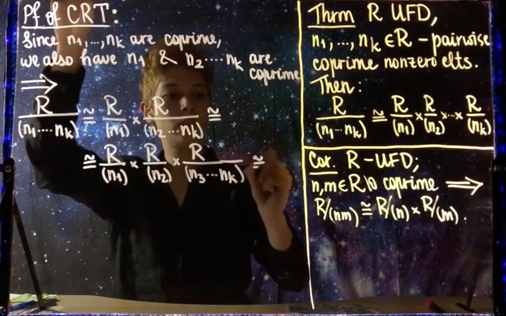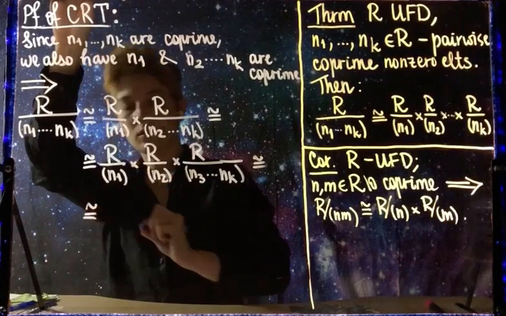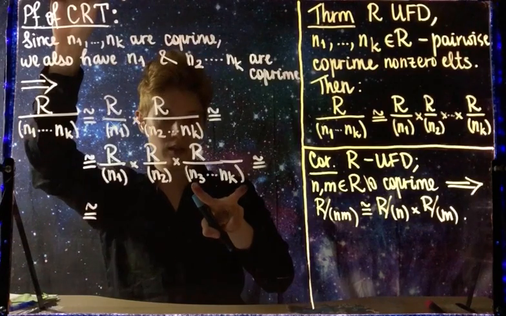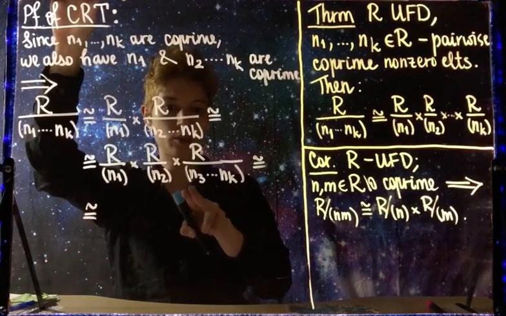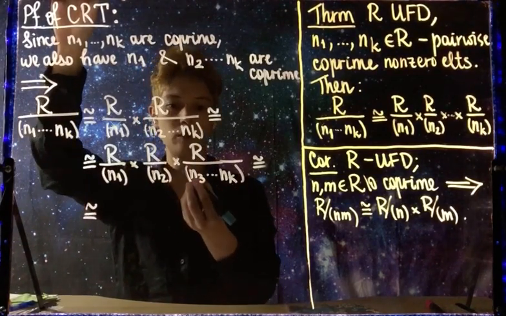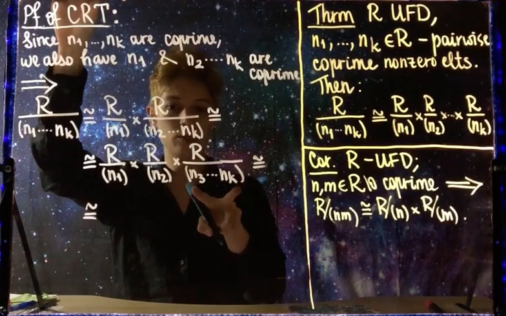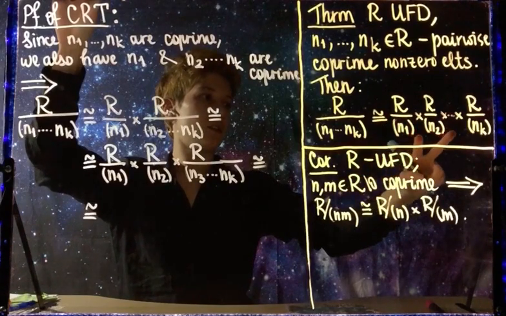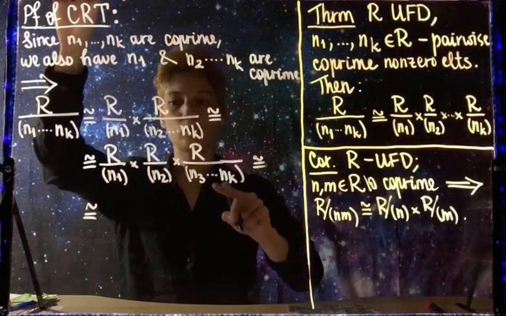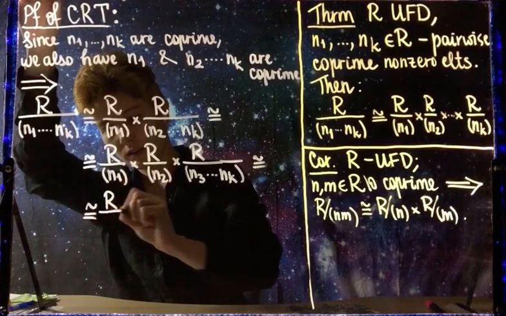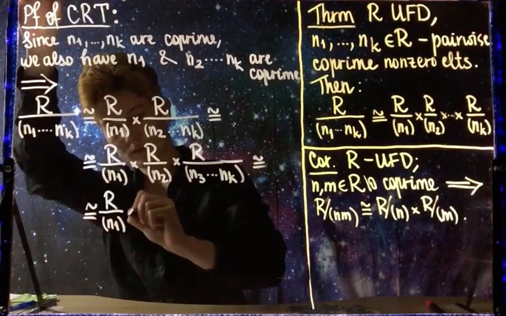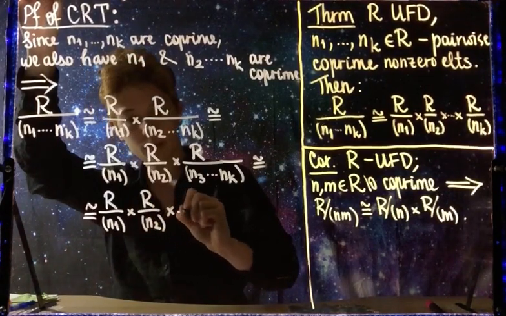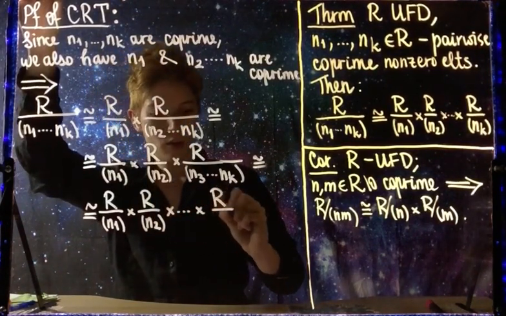And by induction argument, since this has a smaller number of elements, we can use induction to conclude that this is also equal to the product of rings where we mod out by just one factor: R mod n1 times R mod n2 times etc. through R mod nk.